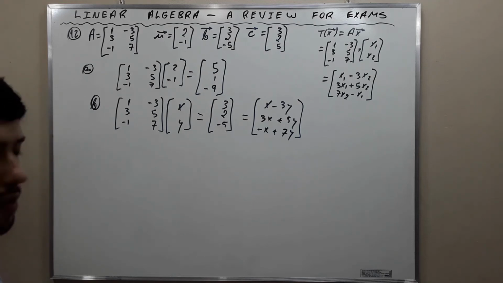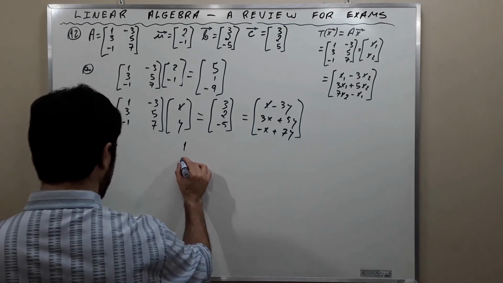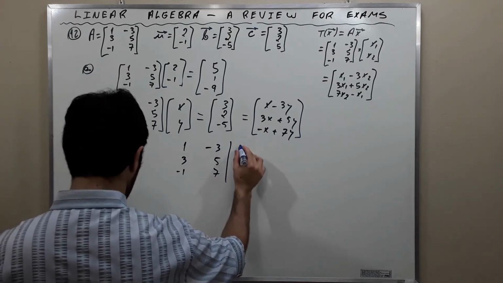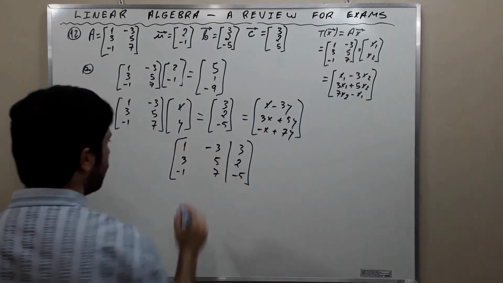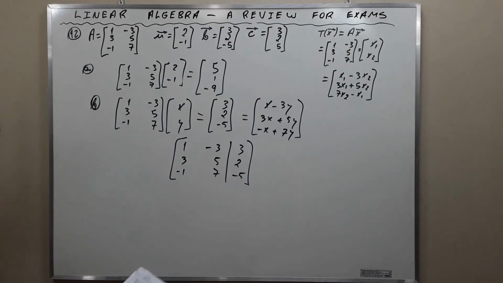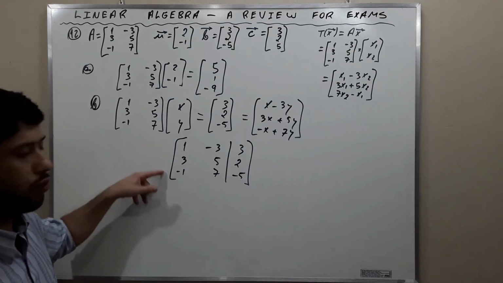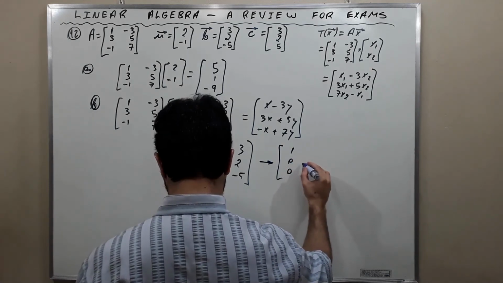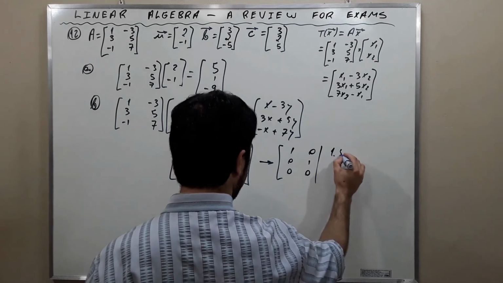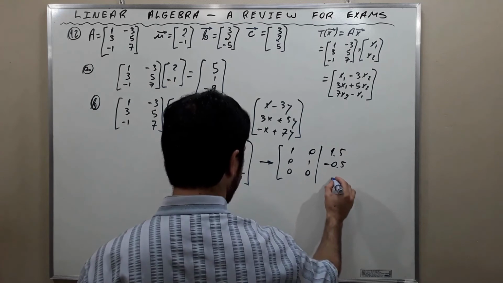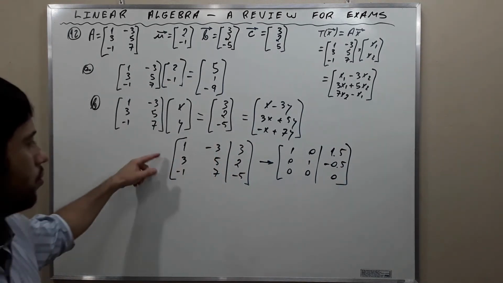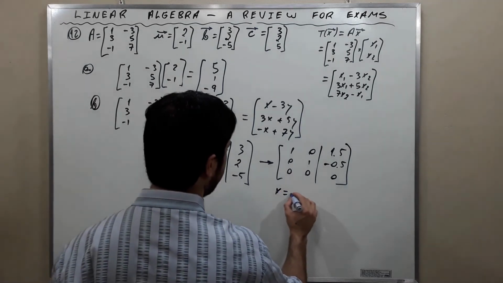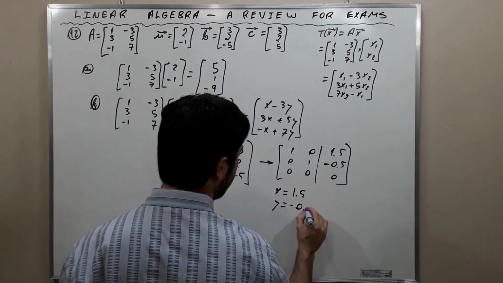Okay, so this is equal to this, and to find the values of x and y that satisfy this, we will work on the augmented matrix. The augmented matrix will be 1, 3, -1, -3, 5, and 7, and 3, 2, -5. We are going to operate on the rows of the augmented matrix, and after operating on the rows, we find this matrix here. All right, and what does it mean? It means that x is equal to 1.5 and y is equal to -0.5.